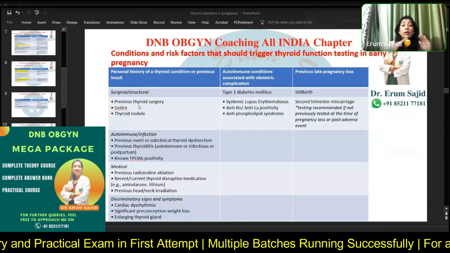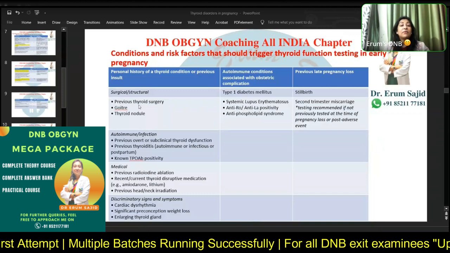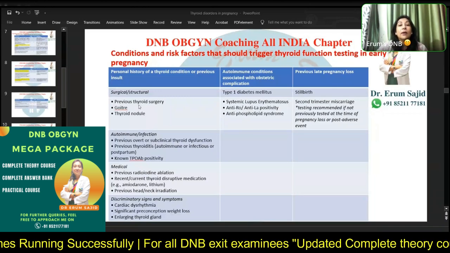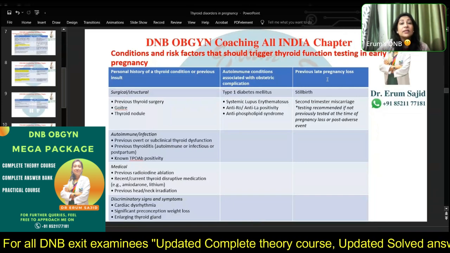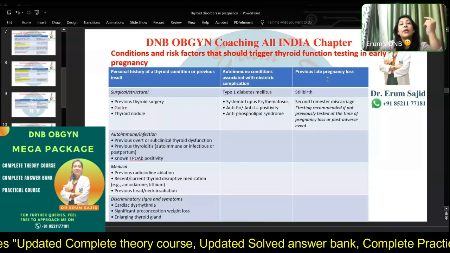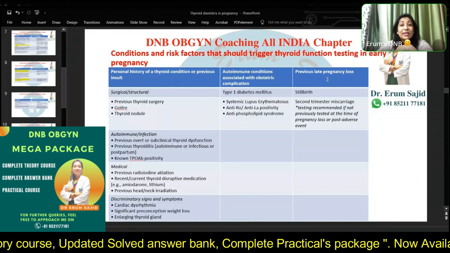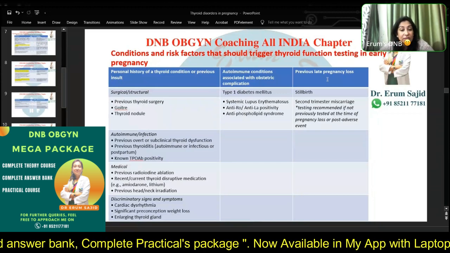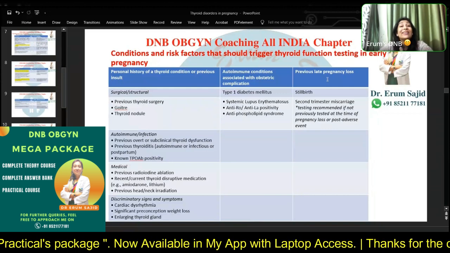Personal history. Okay, so we're going to talk about thyroid surgery, goiter, thyroid nodule, previous overt or subclinical thyroid dysfunction, previous thyroiditis. So these are the conditions that should trigger thyroid function testing early in pregnancy. And these are all the conditions which we're going to take in the class right now. So either she's had a previous surgery of thyroid, or she's got an overt goiter, thyroid nodule, previous overt or subclinical thyroid dysfunction, previous thyroiditis, known TPO antibody positivity, previous radioiodine ablation or a thyroid disruptive medication like she's on lithium or amiodarone.